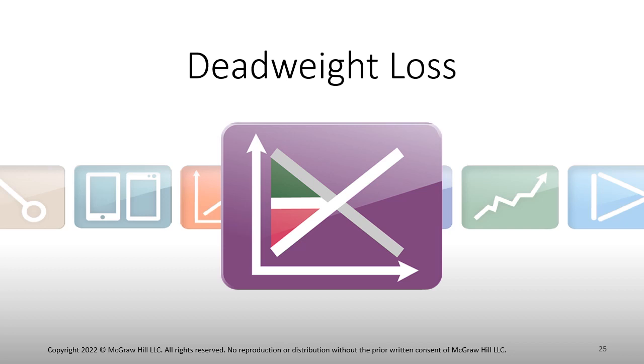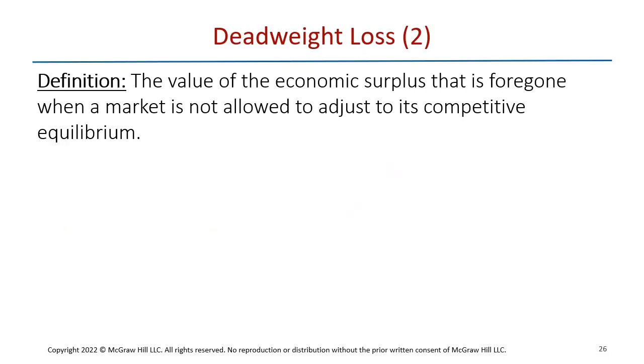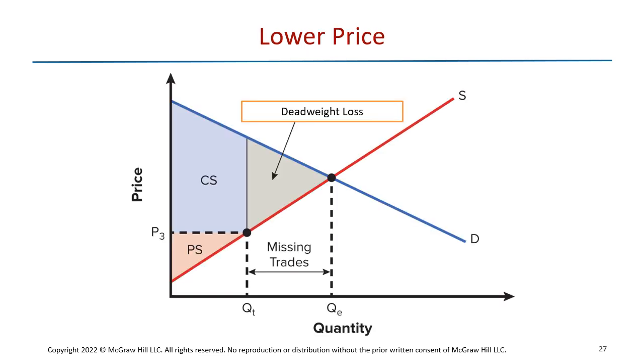Okay, so let's move into what we call deadweight loss. Another name for the missing economic surplus is deadweight loss. Here's your definition of deadweight loss. But again, it's essentially that missing piece from your total surplus, or your economic surplus. It's that gray triangle that we saw, which we're going to see here in a second.